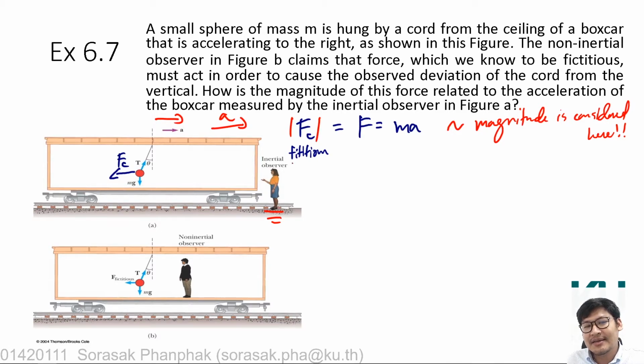How can this lady investigate it? In this case, you would like to determine the magnitude of the force that relates to the acceleration of the boxcar, or it can be a train if I say so here. Measure the inertial observer in figure A. So this person wants to look at this one and check the force that she can sense.